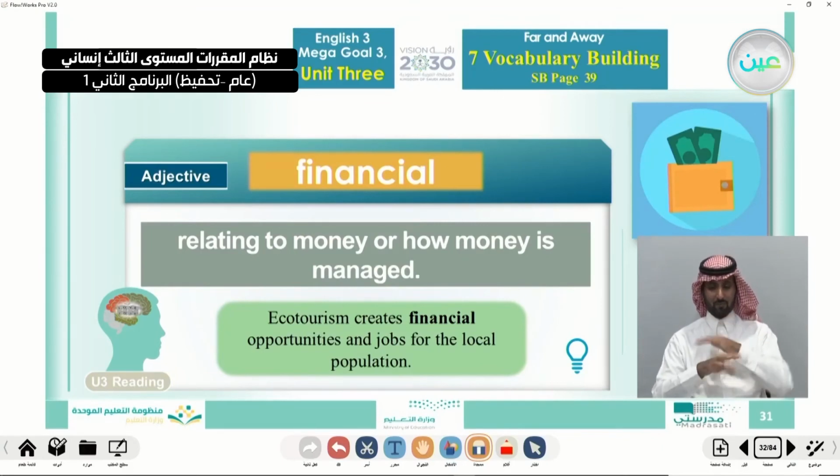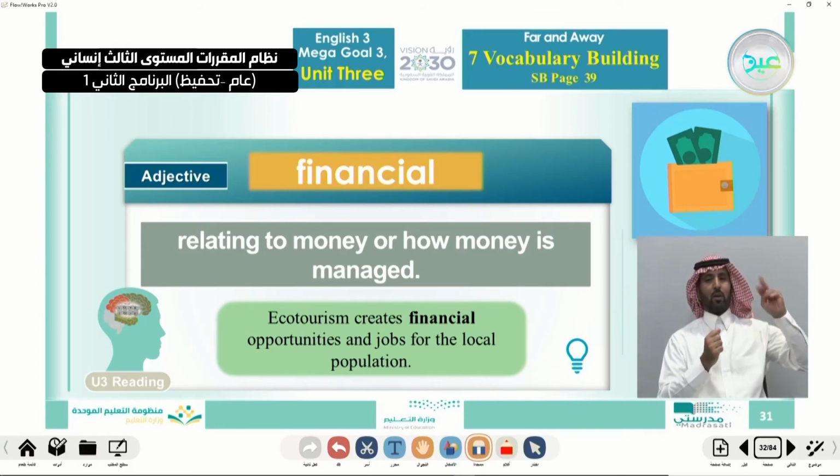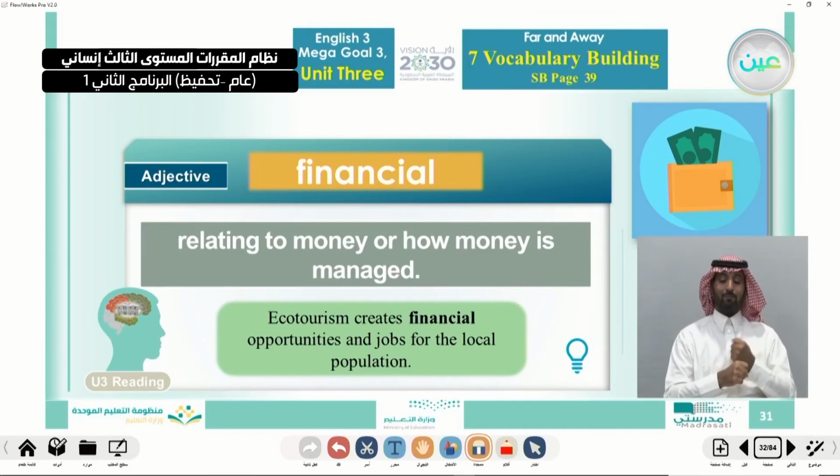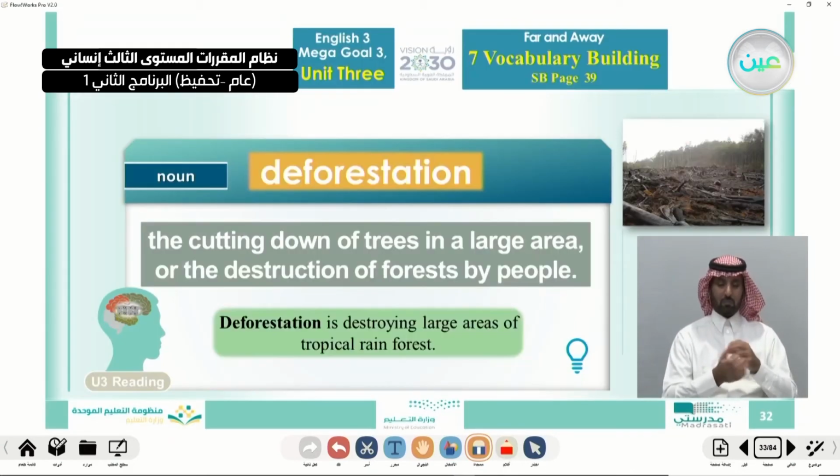Okay, financial. What does financial mean? Financial means relating to money or how money is managed. This is called financial. Look at the example here. Ecotourism creates financial opportunities and jobs for the local population. You see, this is another good effect of ecotourism, which is creating financial opportunities, فرص مالية, and jobs for the local population, for the local community.